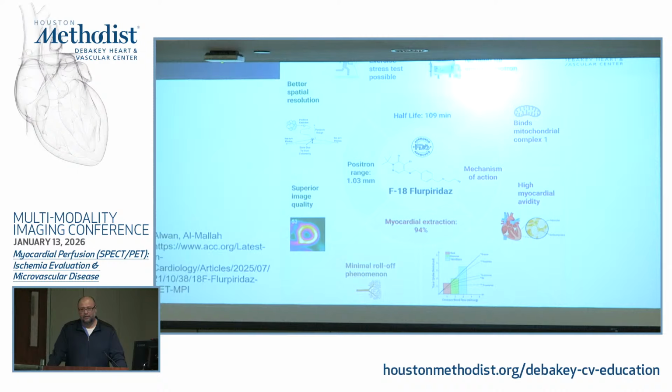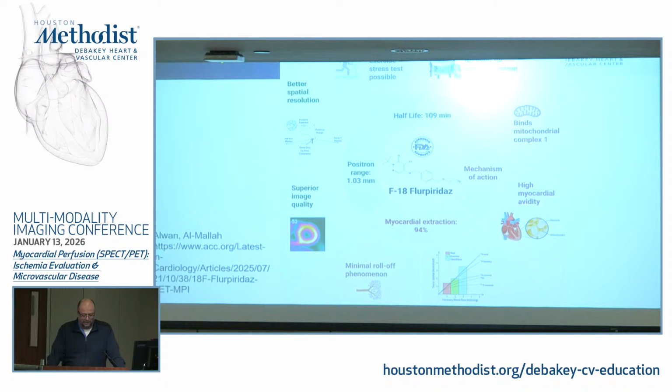So moving on to the other tracer that we are using in our lab is flurpiridaz. It was approved in end of 2024. We were the first site to use it, and so far we've done about 250 cases or so. And I'll show you some cases today from these. The advantage of this one is that it is F18 based, so it has a better image quality. Even though the image quality with rubidium is good, this one is even better image quality. So it has several advantages.